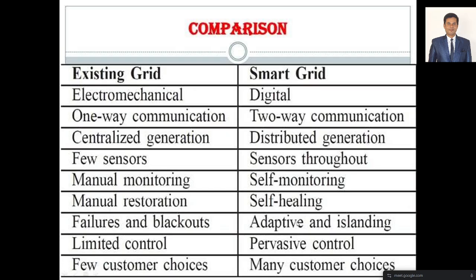But what happens in the smart grid is that it is more adaptive, with islanding. Even if a blackout occurs, we can have alternatives to manage the power in the smart grid. Here there are only a few customer choices, whereas in the smart grid there are many. It depends upon smart grid technology. If it comes in the year 2030 in our city, many will adapt to using smart appliances, smart electricity, and smart electric meters, right?